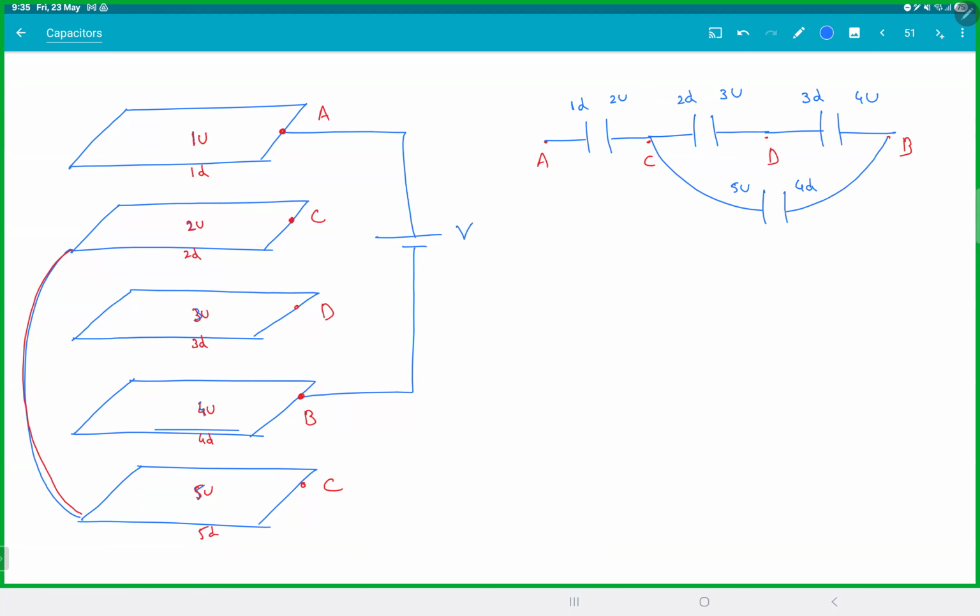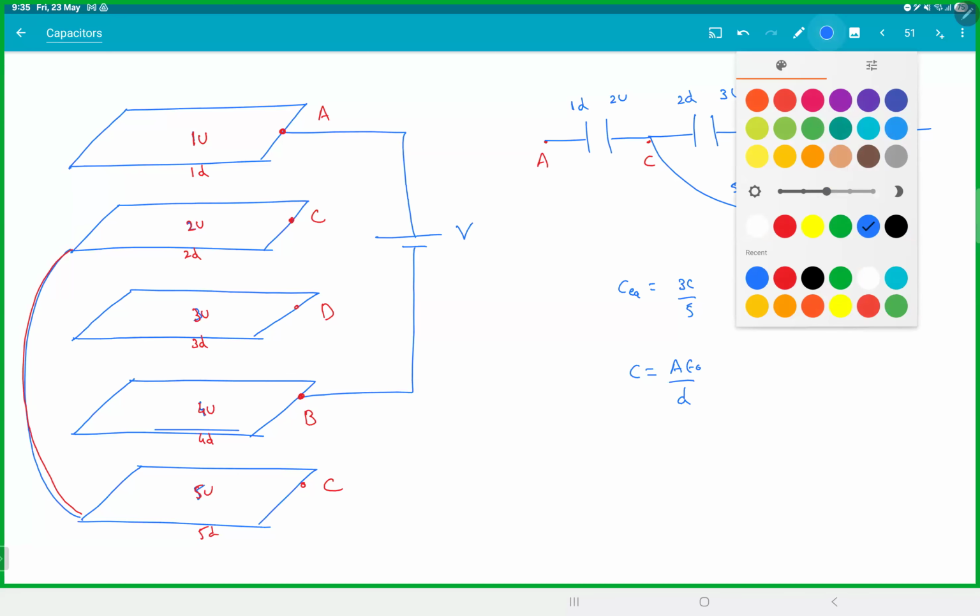So you name the plates. Which plate is what? Now what is C equivalent? These two are C by 2, parallel, 3C by 2. 3C by 2 and C, then C, C by 2, C by 2, C, 3C by 2, 3 by 2 into C by 3 by 2 plus 1, 3C by 5, no? 3C by 5, and charge is equal to 3CV by 5 where C is equal to A epsilon by d. Is this clear, everyone?